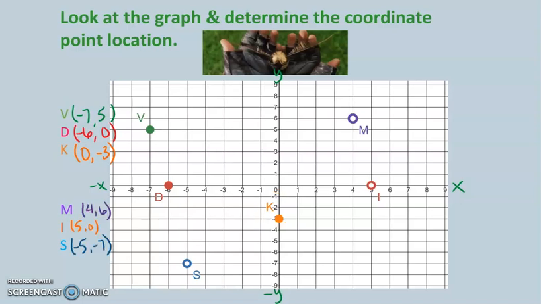All right, so those are where those last 3 points are located. Take a moment and check that out. All right, and that's all we have today. Hopefully it wasn't too bad and it makes a little bit more sense.